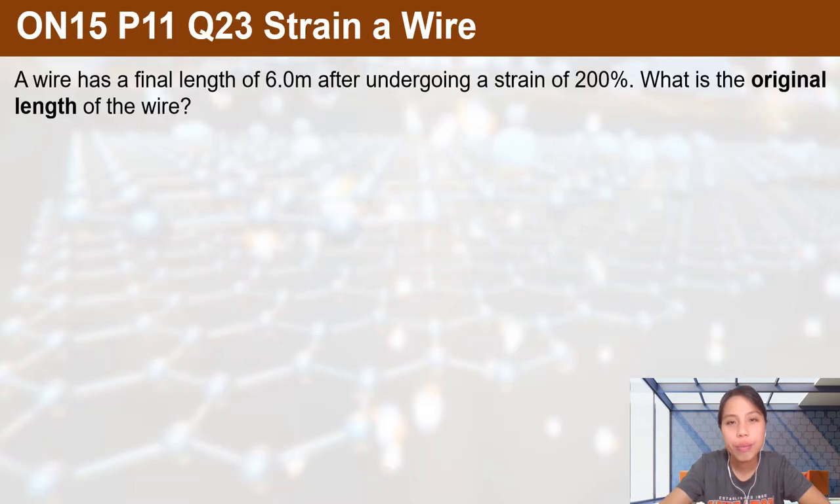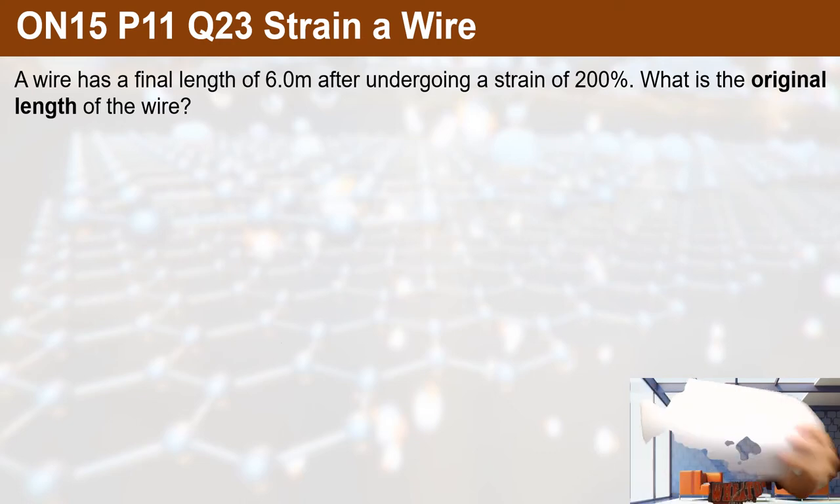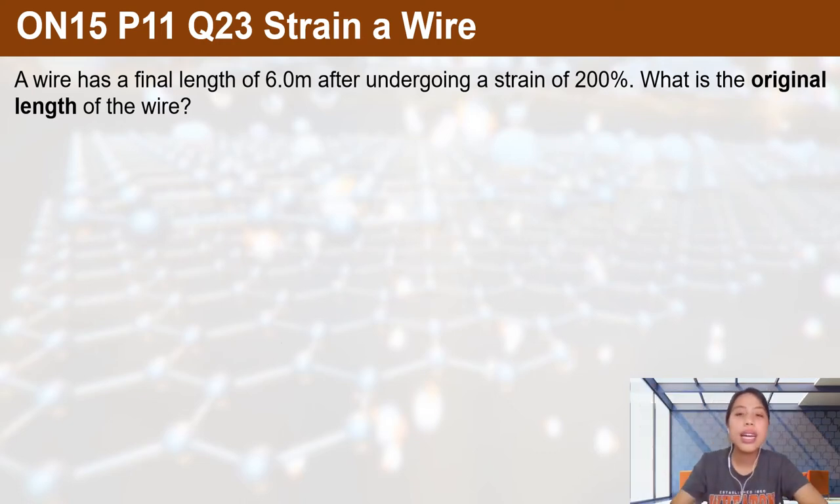Let's look at an example of a strain in a wire. This is on page 11. Looks very short. Is it simple? Let's try and see. So you have a wire of a final length after its strain. What is the original length of the wire?